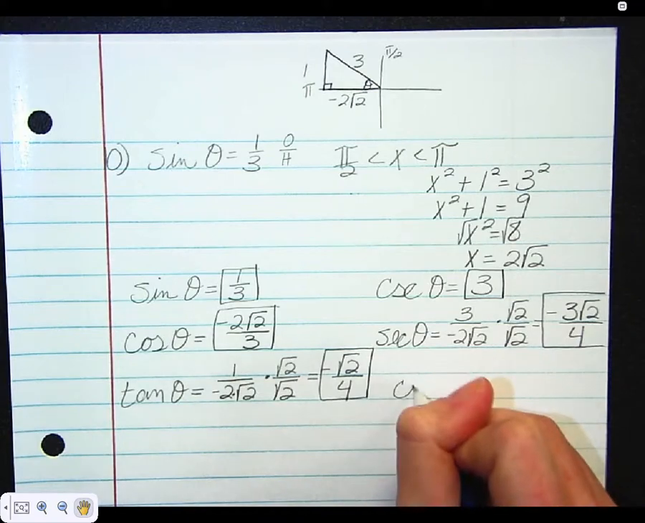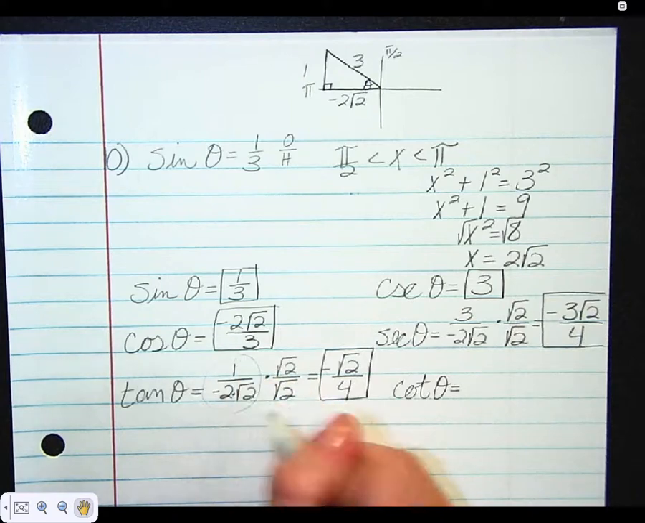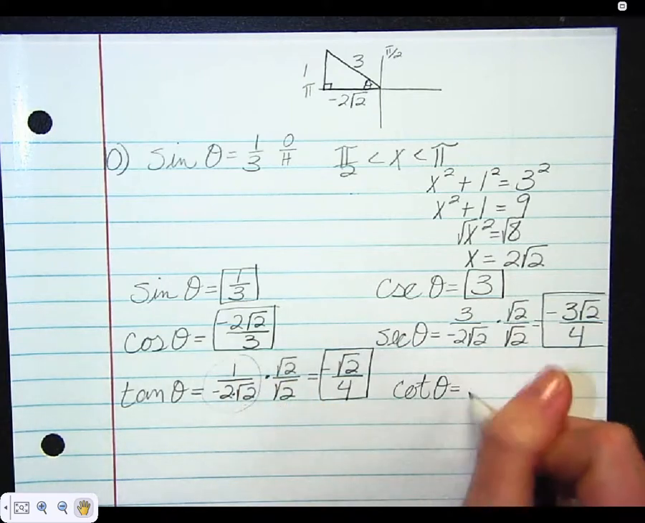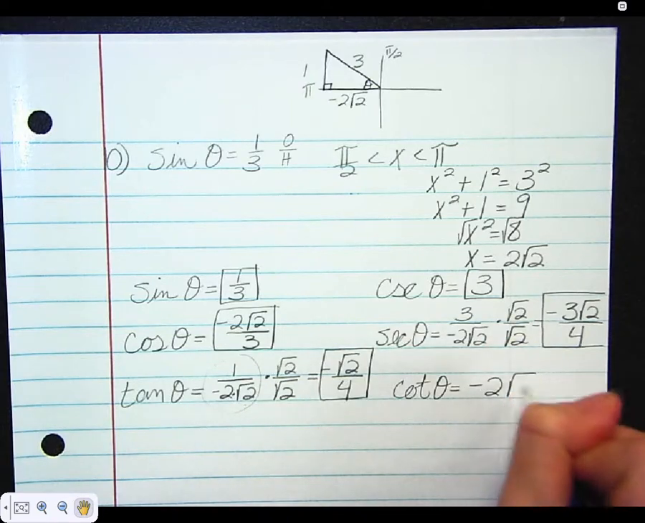And then with cotangent, I'm going to go back and flip my original tangent right here so that I don't have to do a lot of rationalizing. And so when I flip that upside down, that'll give me negative 2 square roots of 2 over 1, so just negative 2 square roots of 2.